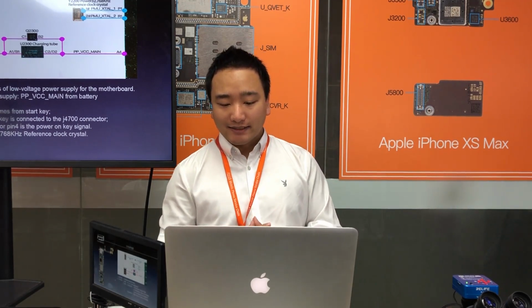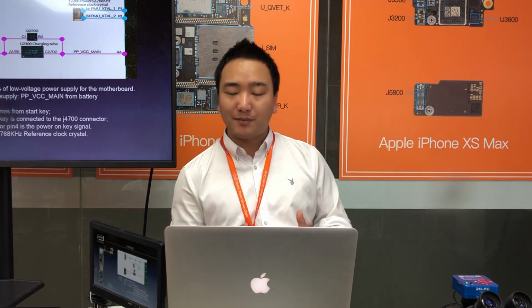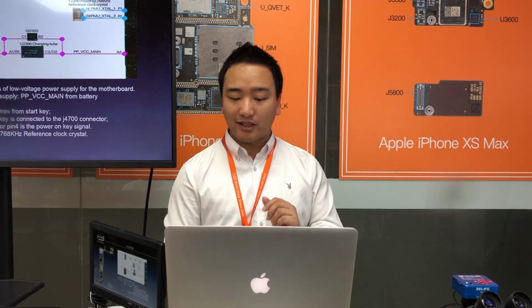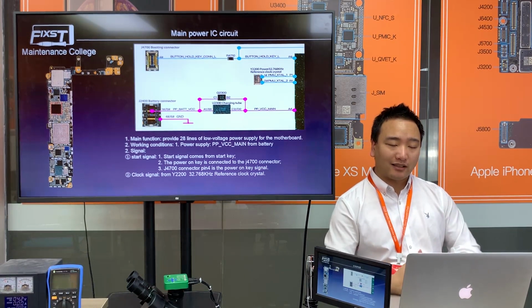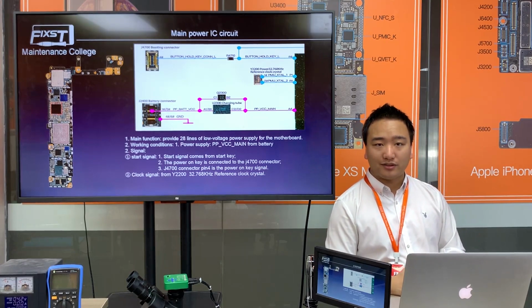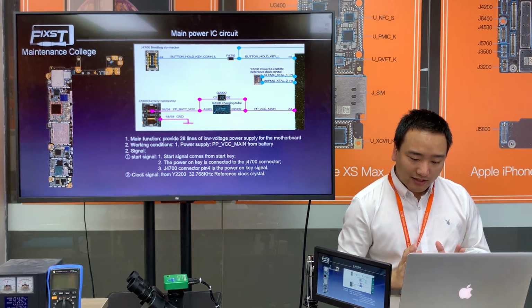And for the main power IC to work normally, it also has two conditions. One condition is power, and the second is the signal. If the PMU, the main power IC itself, has no problem, and it gets these two conditions, power and signal, it can work normally. The power is used by the PP-VCC MID, and this power originally comes from the battery. After that, we will start on the signal part.